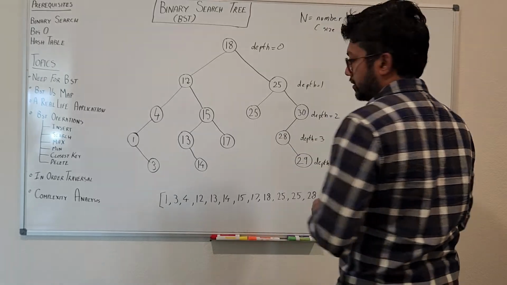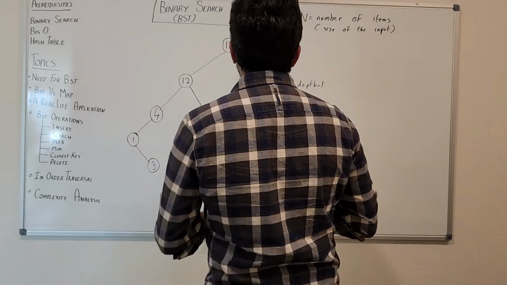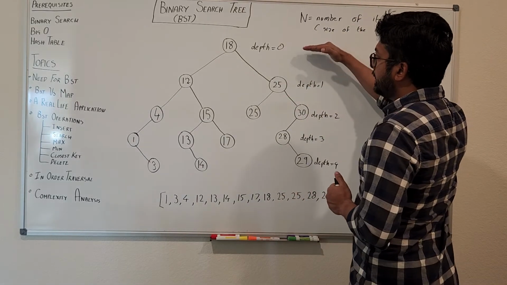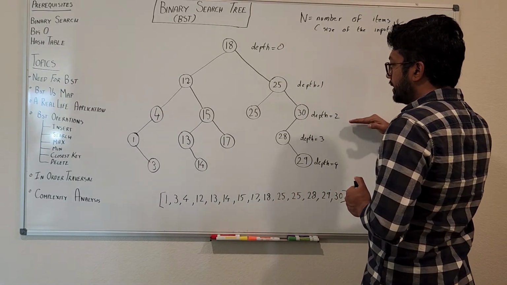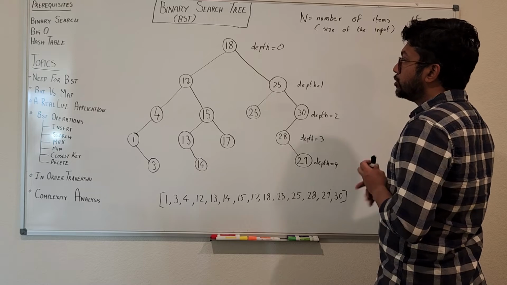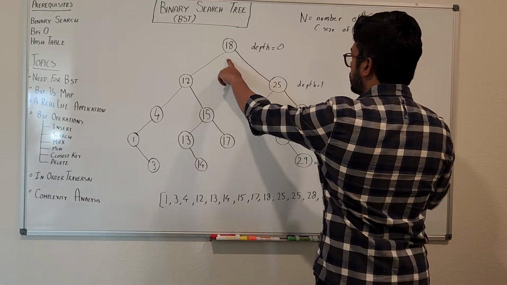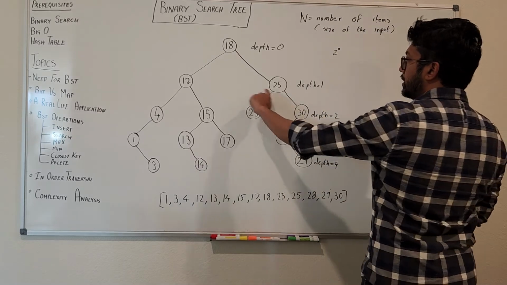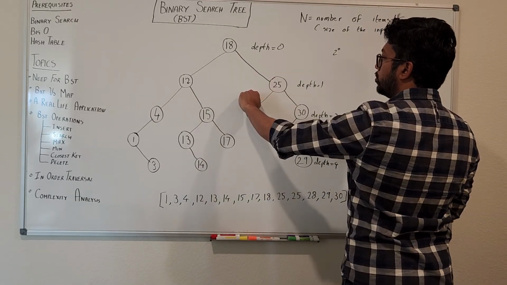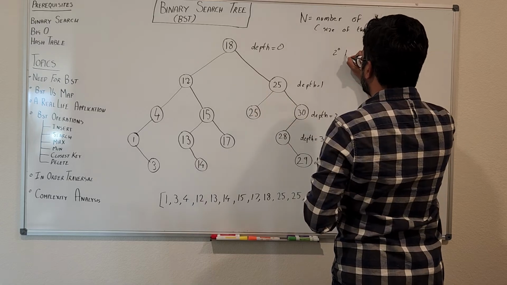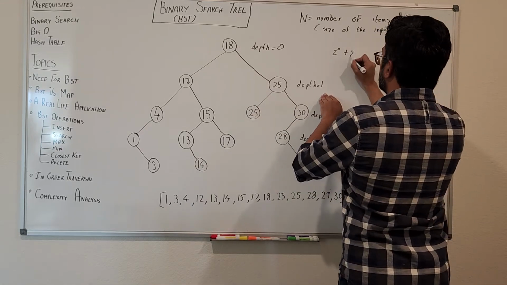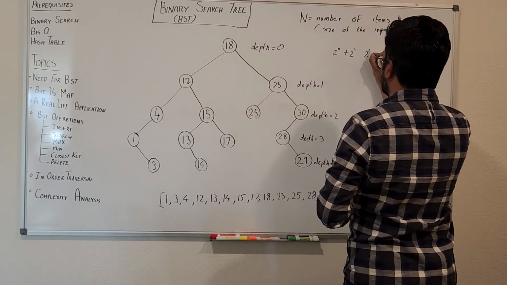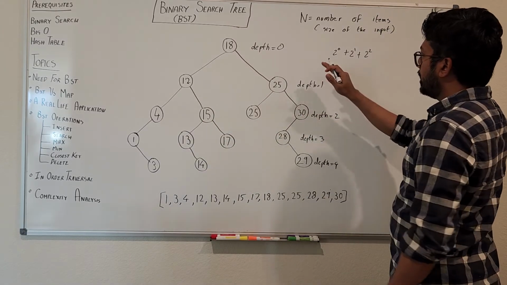So let me show you how that's calculated. At any depth, the total number of nodes at that depth is 2 raised to depth, right? So here the total number of nodes is 2 raised to 0, which is 1. Here the next depth, total number of nodes is 2 raised to d, where d is the depth, which is 1, so 2 raised to 1. Next level, there are 4 nodes, which is 2 raised to 2.